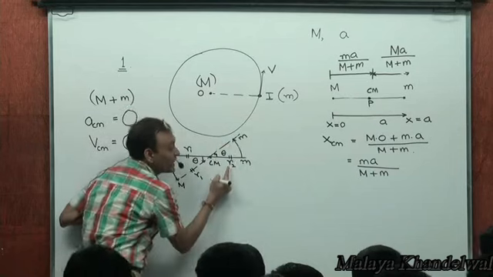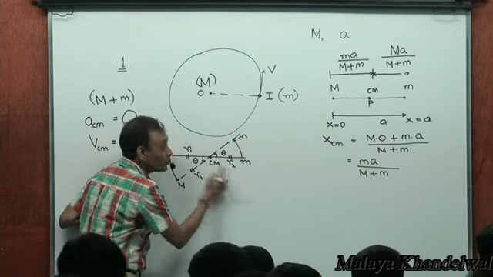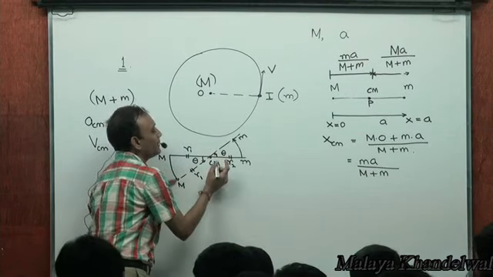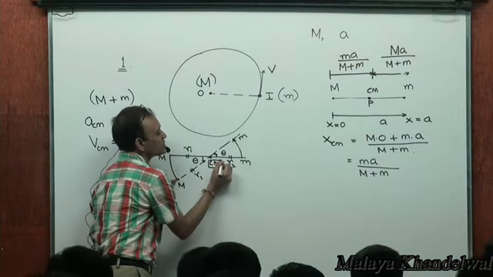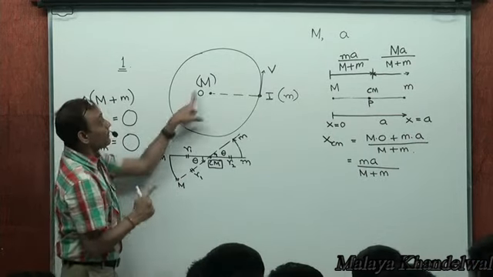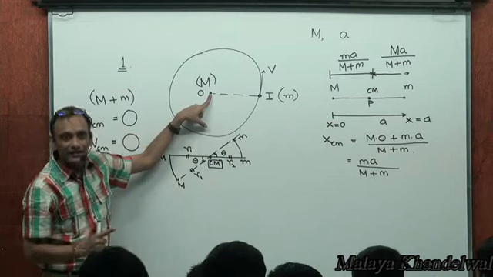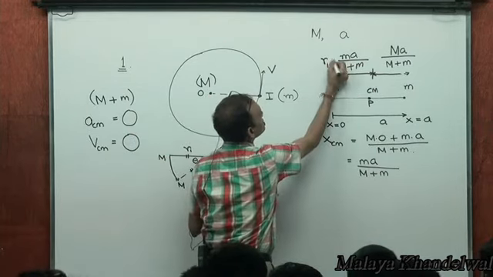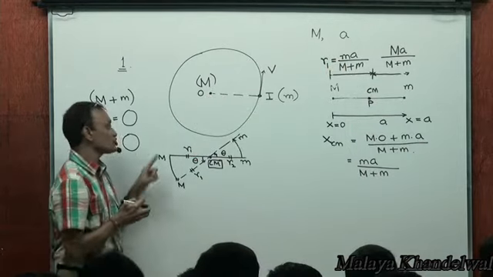Small m must be moving in a circle of radius R2 with this as the center, so that the center of mass of capital M and small m remains at this location. So capital M, the center of the ring, will move in a circle of radius R1. What is R1? R1 is this. This is the trajectory of capital M.